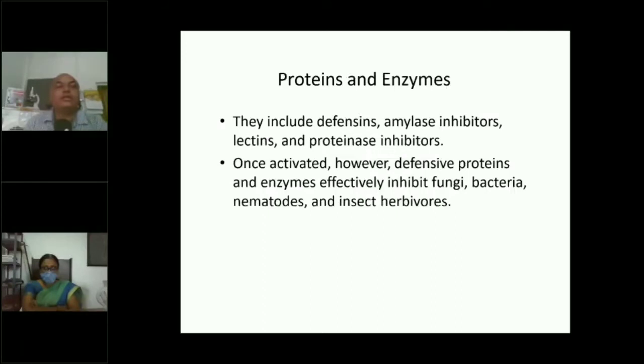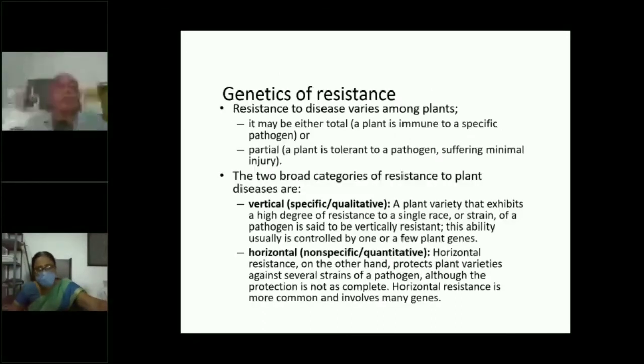Then we have two types of resistance: vertical resistance and horizontal resistance. A plant variety which is resistant against only one pathogen race, governed by only one gene, we call vertical resistance. Horizontal resistance means it is governed by many genes and is effective against more pathogens. Therefore, we generally recommend horizontal resistance, which will last longer than vertical resistance.